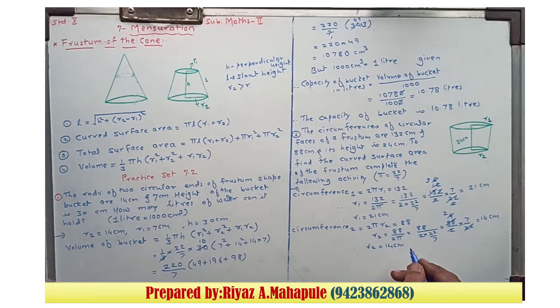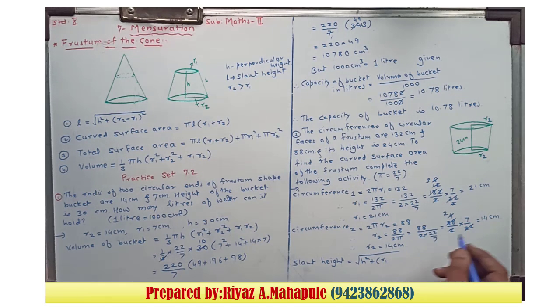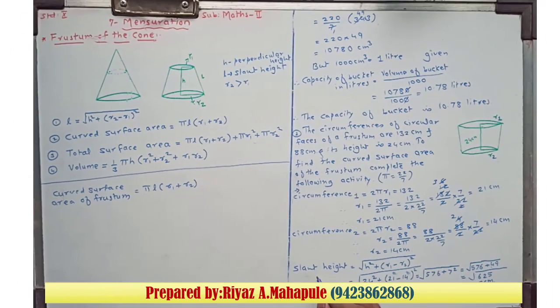After that find the slant height. Okay, so the slant height is equal to, formula for slant height is equal to square root of h square plus r1 or r2, r1 is greater here, so r1 minus r2 bracket square, that is equal to square root of h, value for h is 24 square plus r1 minus r2 bracket square.